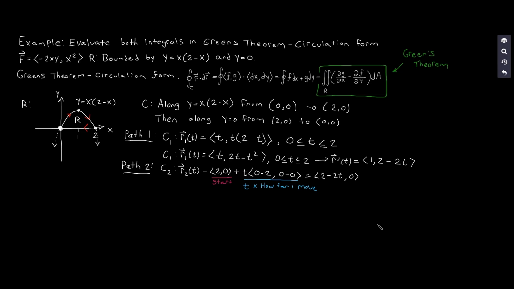And here t will be between 0 and 1. Right. And now I need the derivative of vector r sub 2 of t. So let's take the derivative here.